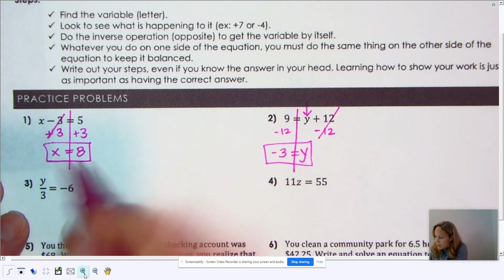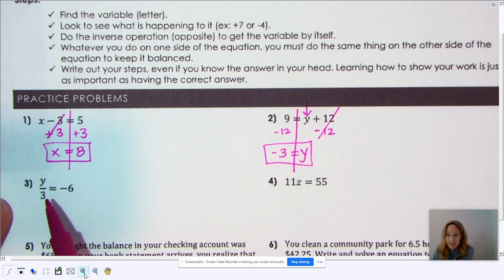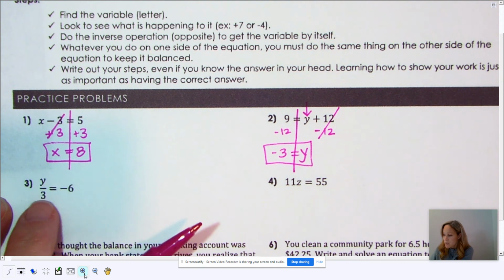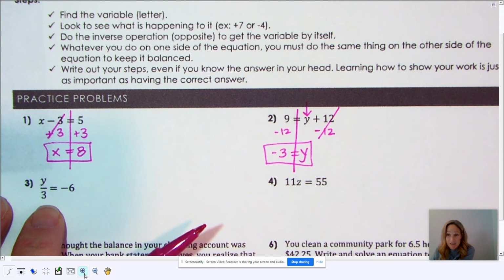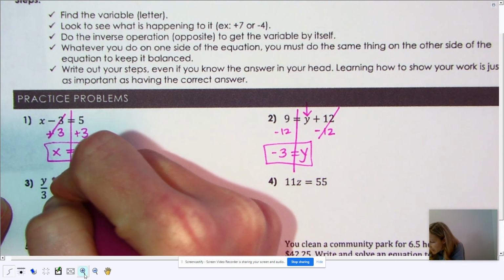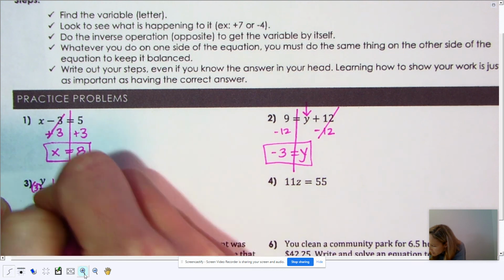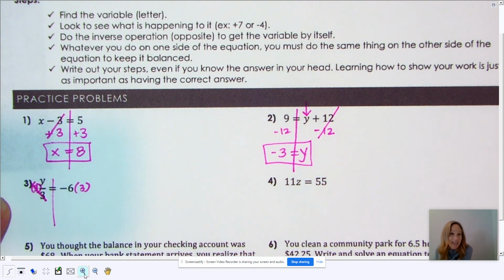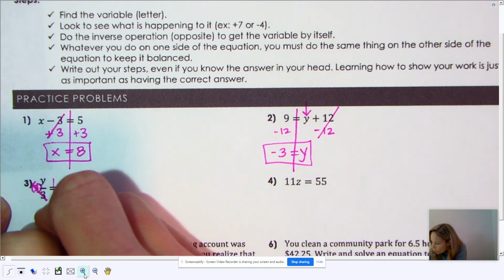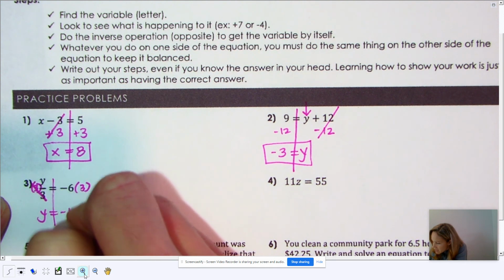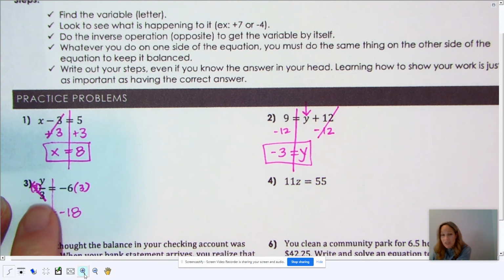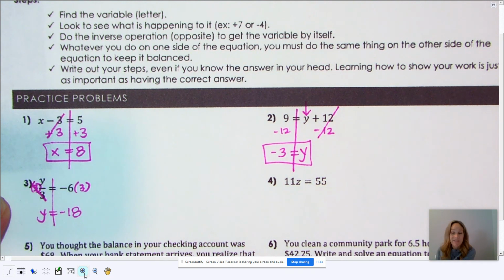So for this one, a lot of students that I have would just skip this because they're like, oh, it's a fraction. I don't know how to do fractions. Don't think about it that way. This is actually one of the easier problems because this means y divided by 3. The opposite of that, or the inverse operation of divide by 3, is times by 3. So when I times by 3 and divide by 3, they cancel. So on this side I have y, and then 6 times 3 is 18. So even though it looks like a division problem, it's actually a multiplication problem.